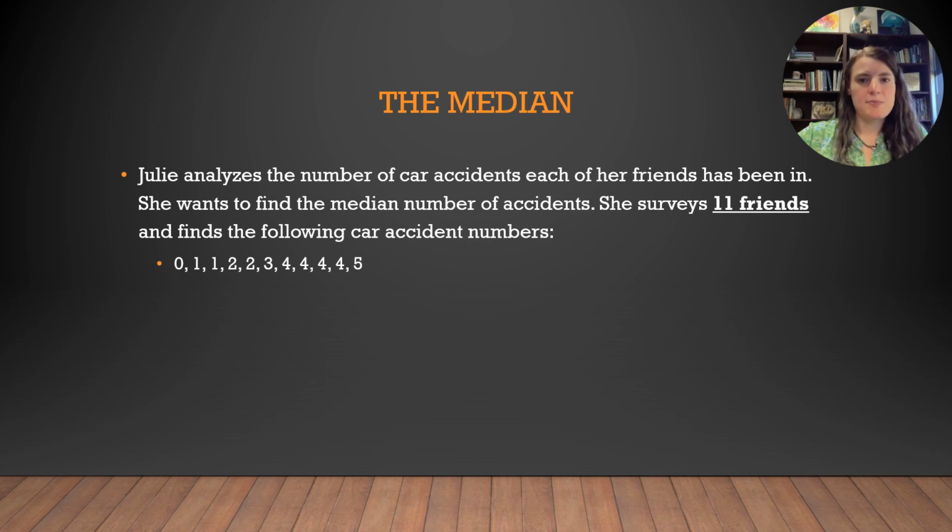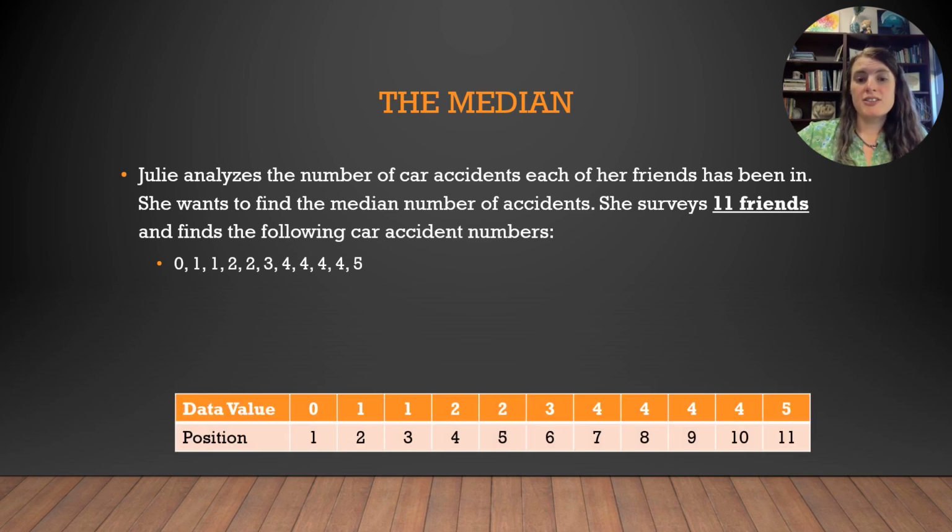Again, let's do a practice problem to show you what I mean. In this example, Julie analyzes the number of car accidents that each of her friends has been in with the goal of finding the median number of car accidents. She surveys 11 friends and finds the following data. The first step with median calculations is to make sure that the data is in order. The good news is that ours already is in order, so we can create this chart here.